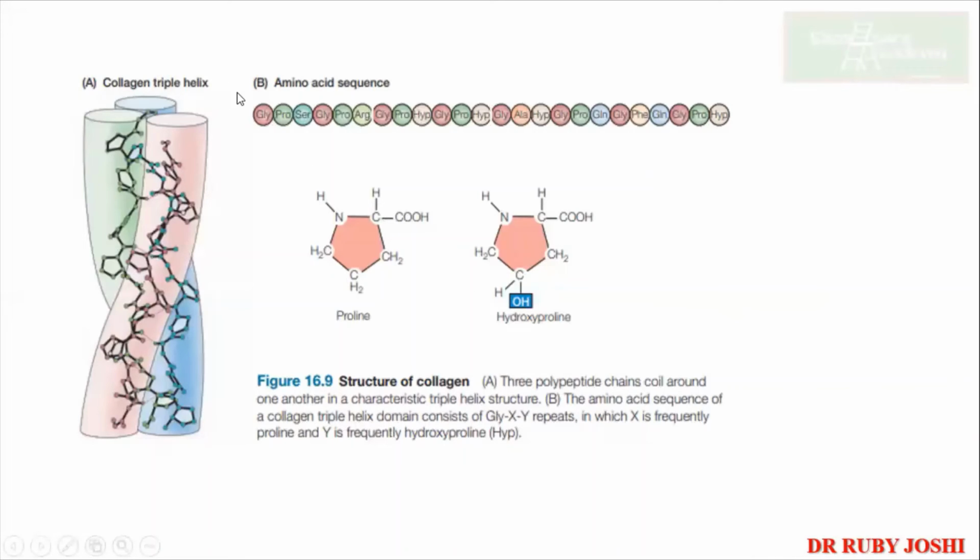Now, this is how your collagen triple helix looks like. So 1, 2, and 3. And if you see the sequence: glycine, proline, serine; glycine, proline, arginine; glycine, proline, hydroxyproline. Okay. So it was glycine-X-Y that I said, right? So glycine is present at the third position by default. X and Y can vary, but most of the time what we have seen is that X is proline and Y is hydroxyproline. Okay, but we can have other amino acids also present.